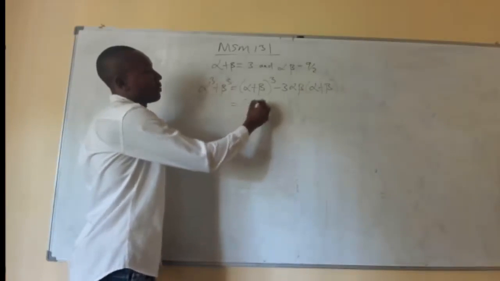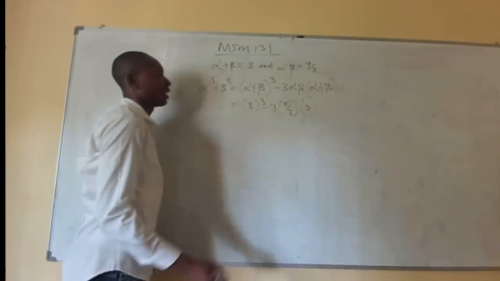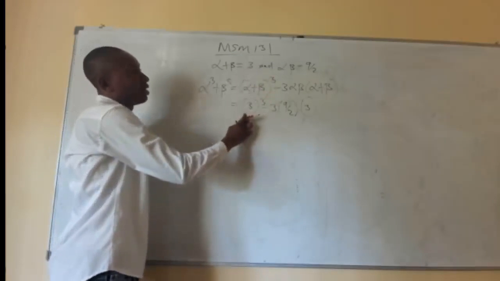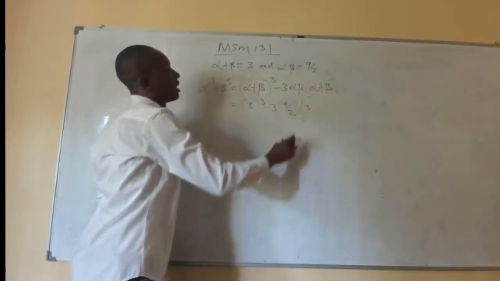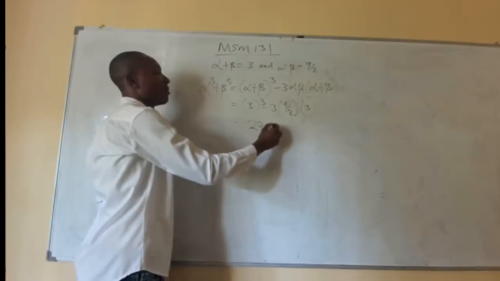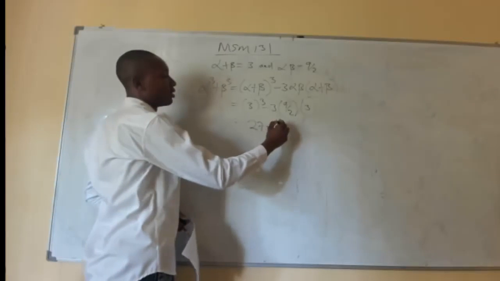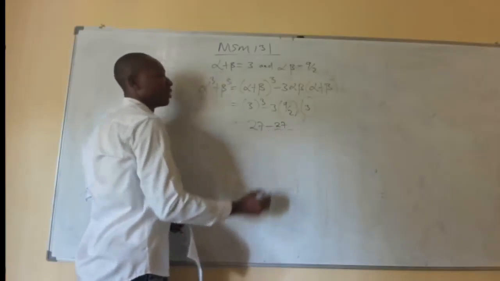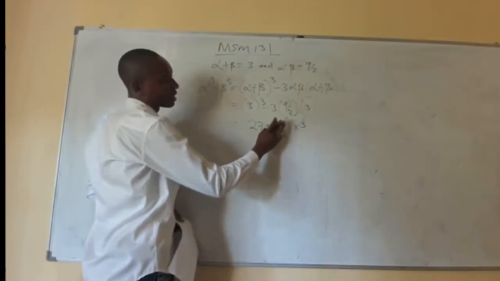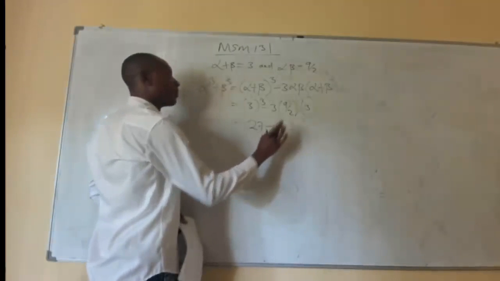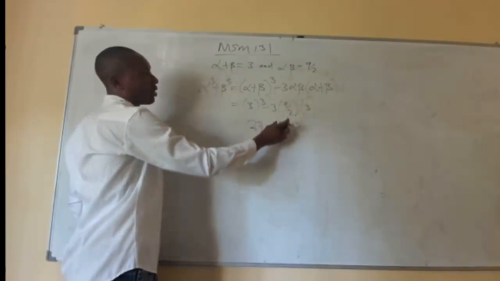Alpha plus beta is 3, cubed, minus 3, product is 9 over 2, sum is 3. So I'm saying alpha plus beta is 3, cubed, minus 3, alpha times beta is 9 over 2, then alpha plus beta is 3. So here we have 27 minus 3 times 9 over 2 multiplied by 3. Now we know this is actually 81, so let me write this as 81 over 2. 3 times 3 is 9, 9 times 9 is 81, so 81 over 2.